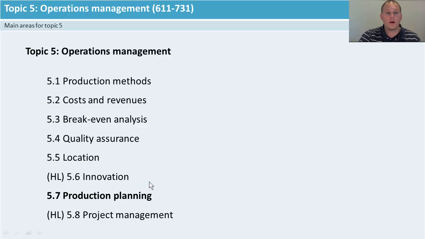It's good if you have a go back and look at the 5.6 innovation because it'll help you better understand the whole stock level stuff and the make and buy and why it's important to keep control of the stuff you have within your business.